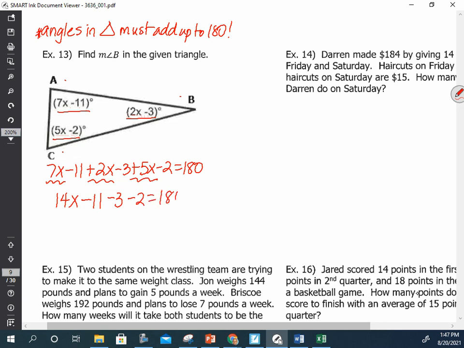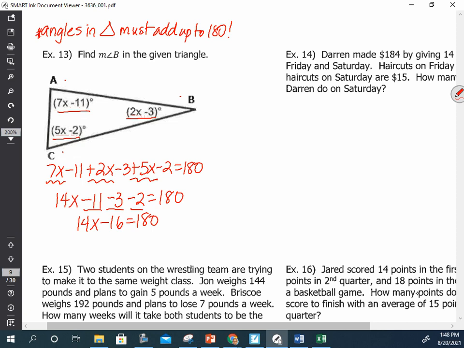Then we combine all of our numbers up. Negative 11, negative 3, negative 2 gives you negative 16. Now, you could have combined everything up in one step. I'm just showing it part by part so that you know where everything came from.